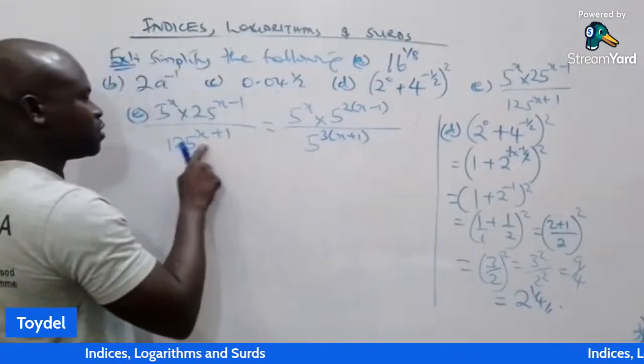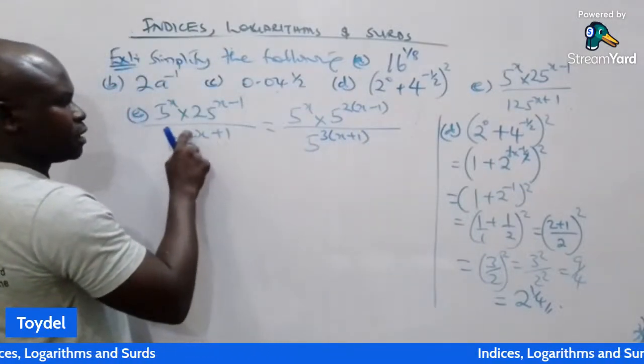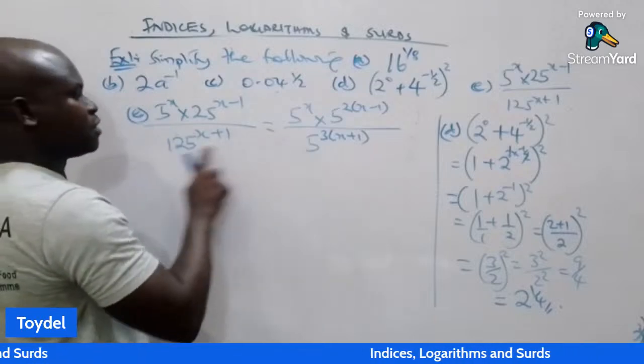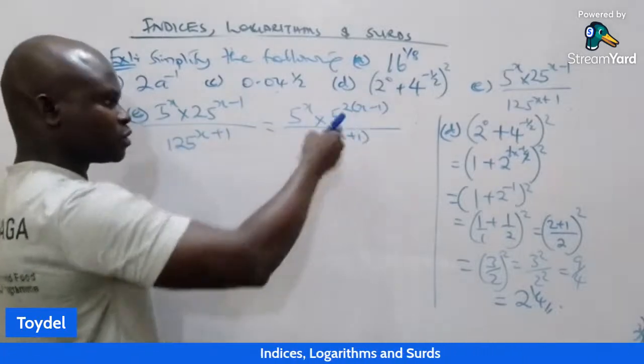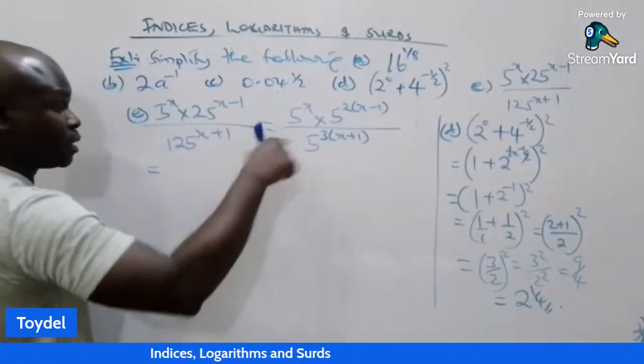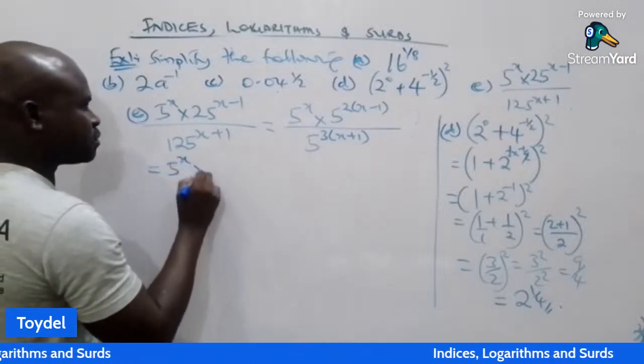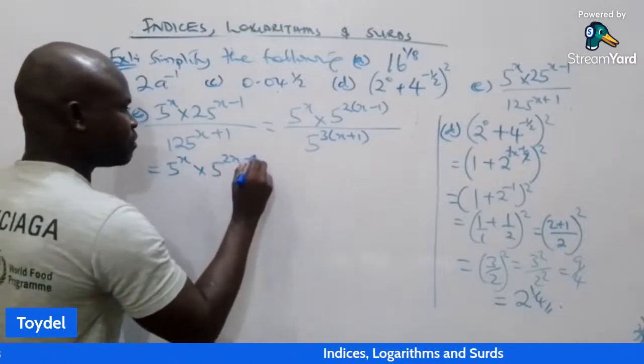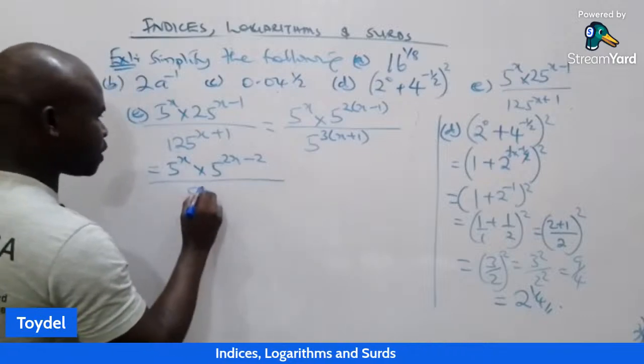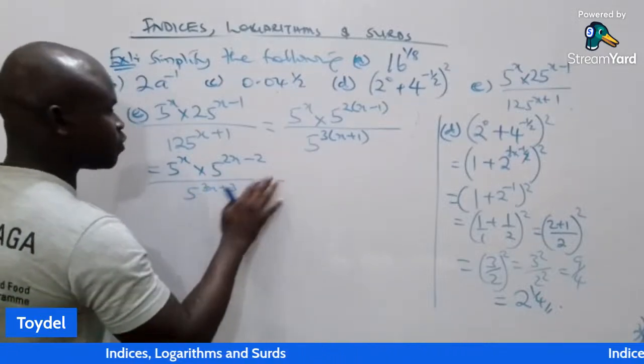x plus 1 was the initial exponent that we have. Since we decided to change 125 to 5 raised to the power 3, it is going to attract a bracket. Bracket connotes multiplication. So we have 5 raised to the power x multiplied by 5 raised to the power 2x minus 2, all over 5 raised to the power 3x plus 3. I start to open up.